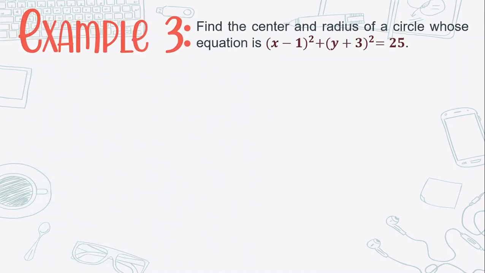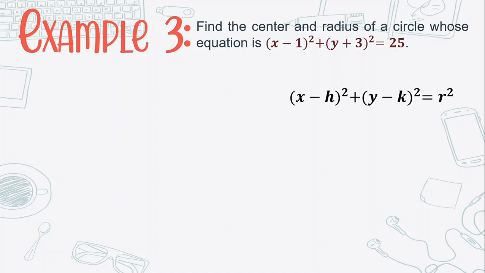Now let's have example number 3. We have to find the center and radius of a circle whose equation is (x - 1)^2 + (y + 3)^2 = 25. Now, as you can see, it's the other way around. The given is the equation, and we have to find the center and the radius of a circle to graph our circle. And as you can see, the given is in center radius form. So it is easy for us to identify the center and the radius.